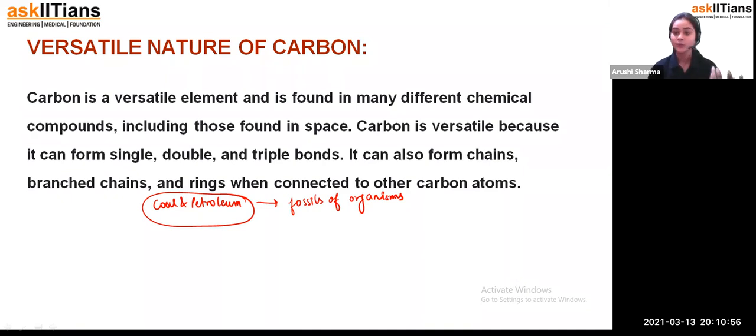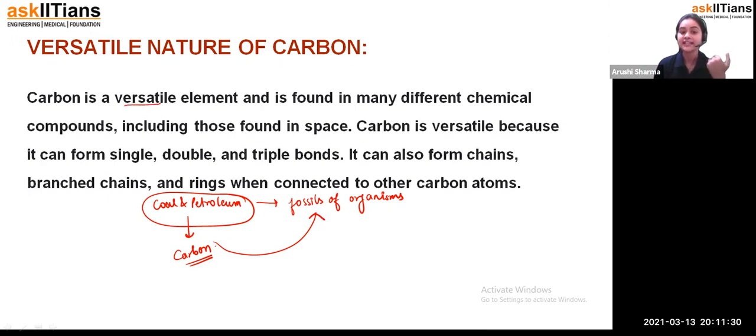But we know one more thing, that coal and petroleum contain carbon. That means if they are containing carbon, then definitely the fossils of the organisms also contain carbon, because the transfer of molecules is there, right? Because coal and petroleum are formed from the fossils of living organisms, eventually there will be carbon in the living organism as well. So that's how, students, we can say that carbon is present everywhere, that it can form bonds with any of the atoms. So that's how carbon has a versatile nature.